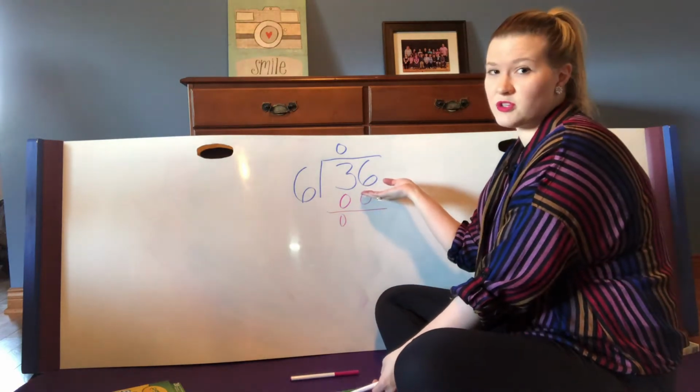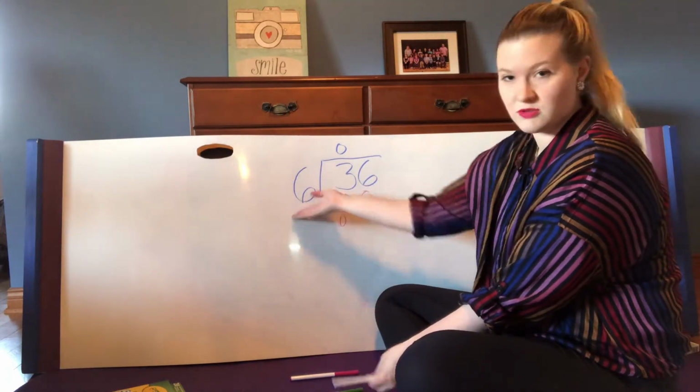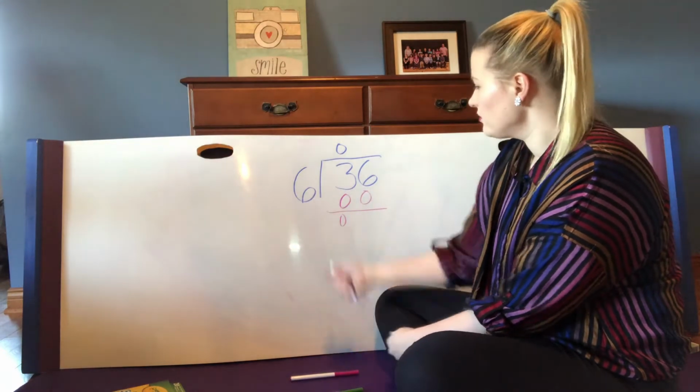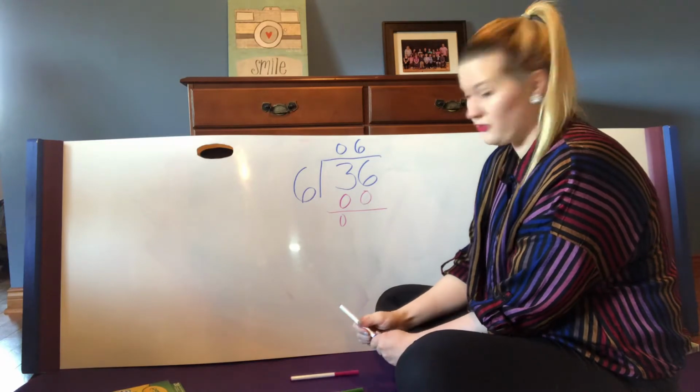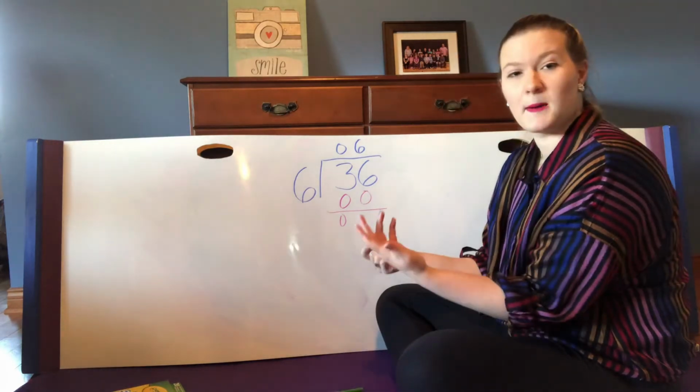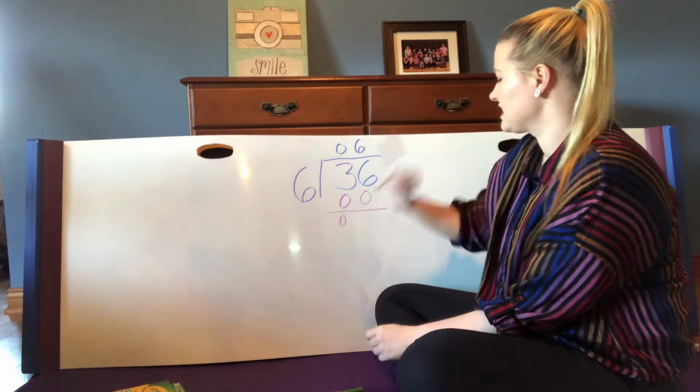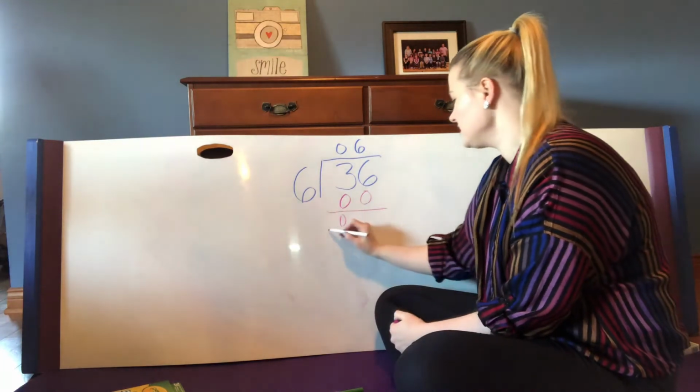So maybe if I have 36 things and I divide them by 6 groups, I'm going to get 6. So I put the 6 on the top for division. Then we move to our multiplication. We know that 6 times 6 is 36.